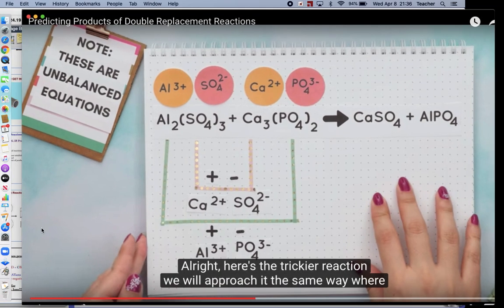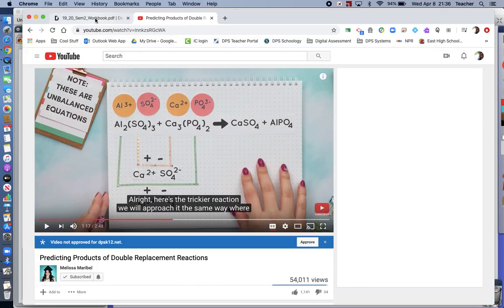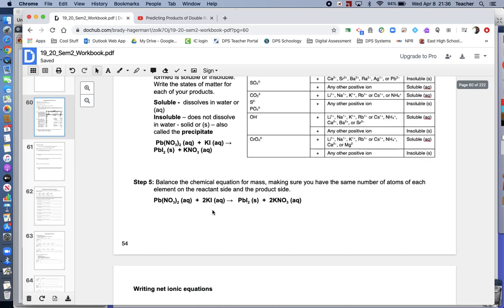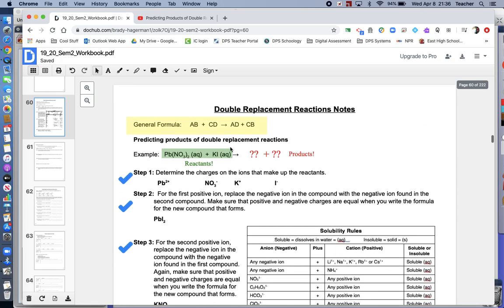Okay, so that's an easy rundown of what it means. If you skip to page number 54 in your workbook, I made a couple highlights here. Again, here's the general formula of how to predict products. AB plus CD yields AD plus CB. Just think of your A and your C as your cations, and your B and your D as your anions.